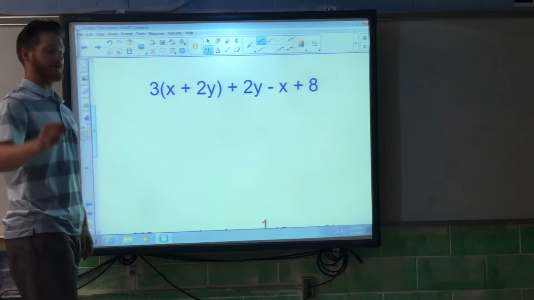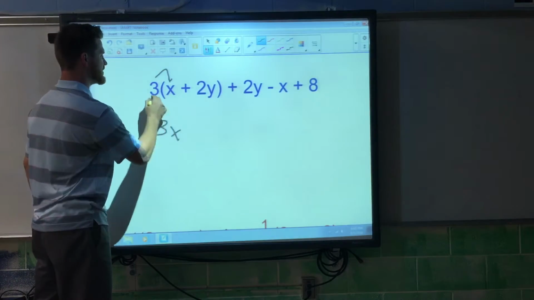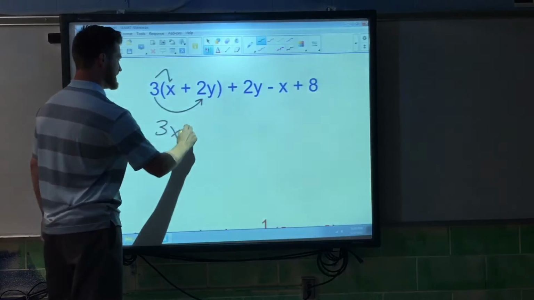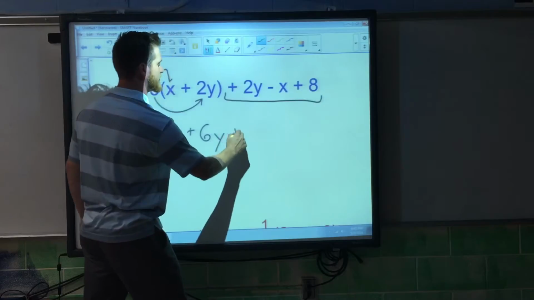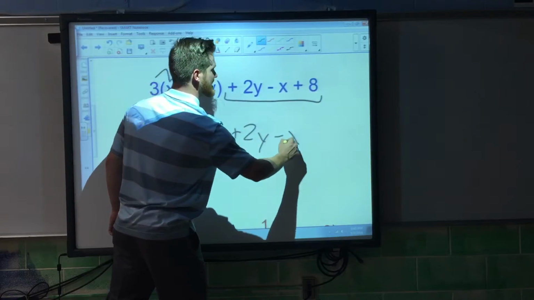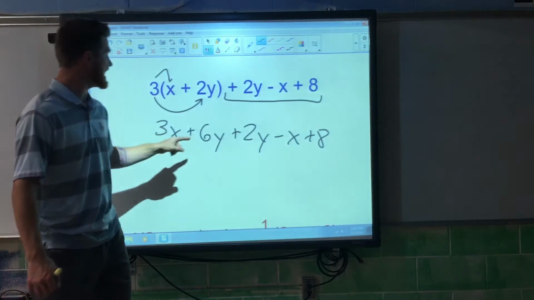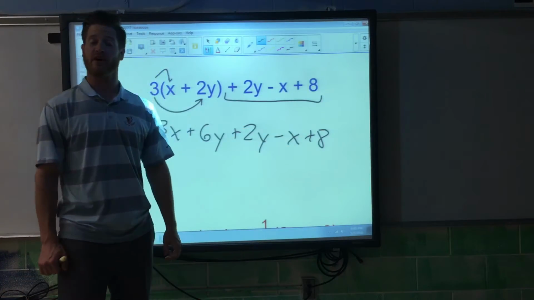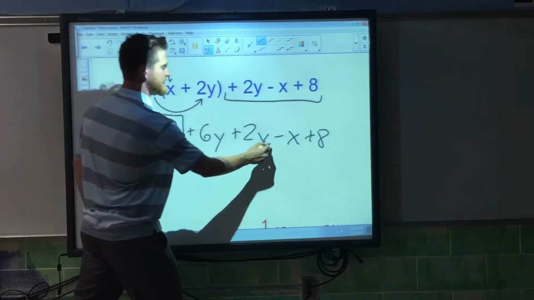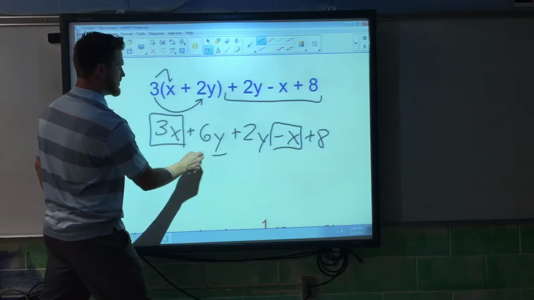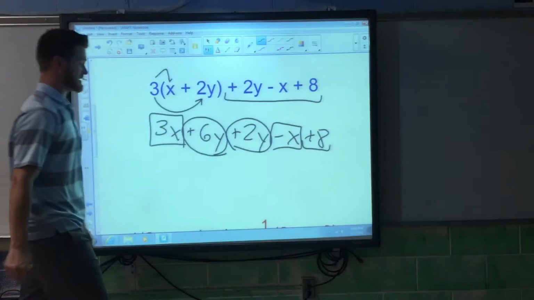Over here, let's get rid of the parentheses first. 3 times x, 3x. 3 times 2y, 6y. The rest of the problem, go ahead and drop it down exactly how you see it. Plus 2y minus x plus 8. How many terms are in this problem left? We have x, y, and a number without a variable, which means I'm going to have 3 final terms in my final answer. 3x minus x, positive 6y, positive 2y, and then this guy that's by himself.